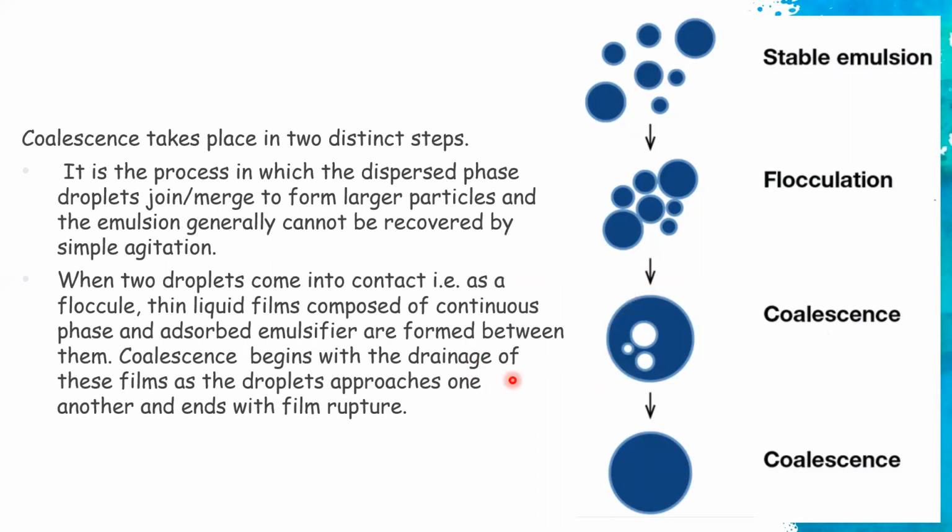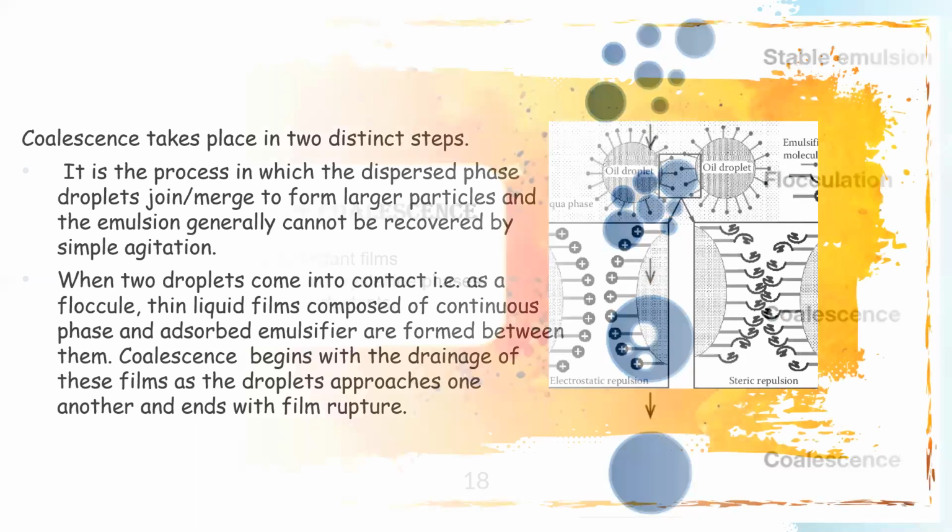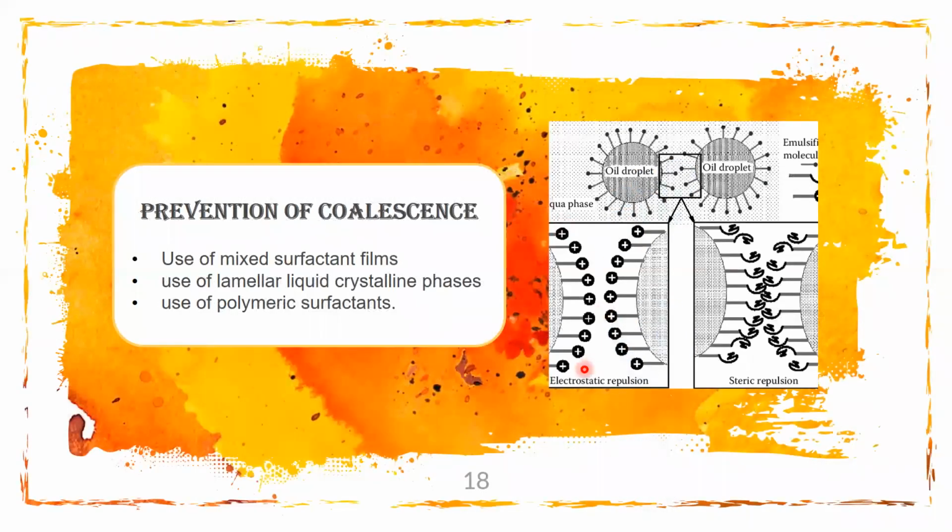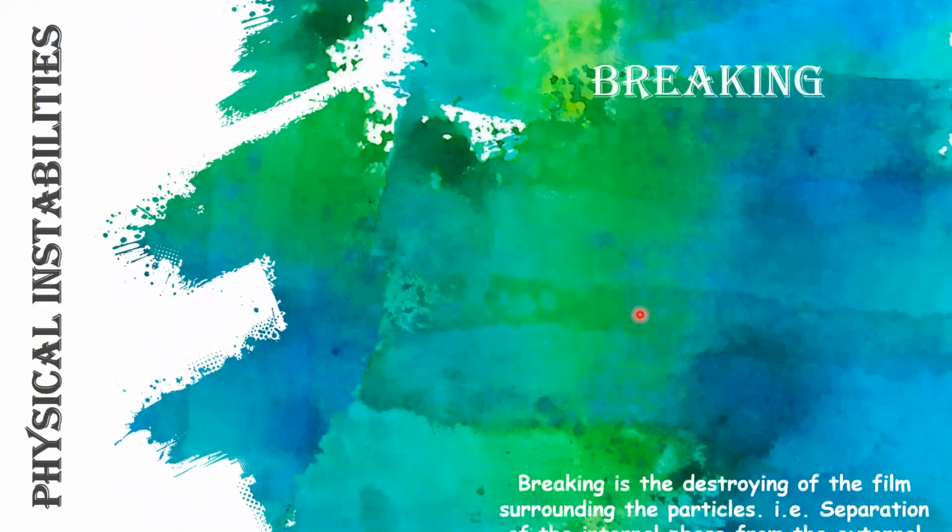But when the two droplets come in contact and become a floccule, the thin liquid layer around them, composed of continuous phase and adsorbed emulsifier, is also formed between them. Coalescence begins with the drainage of these films as the droplets approach one another, and that film is ruptured and forms a larger globule that causes the coalescence. So how can we prevent coalescence? We can prevent coalescence by the use of mixed surfactant films, by the use of laminar liquid crystalline phase, and we can use polymeric surfactants.